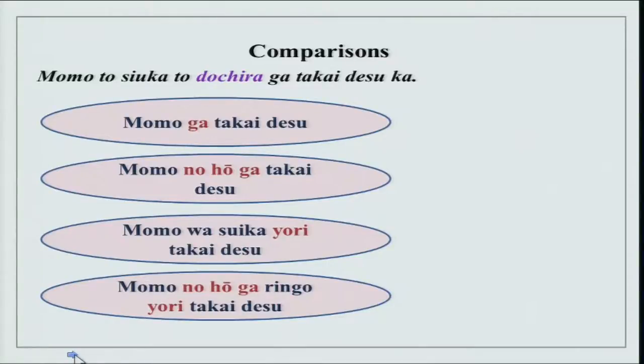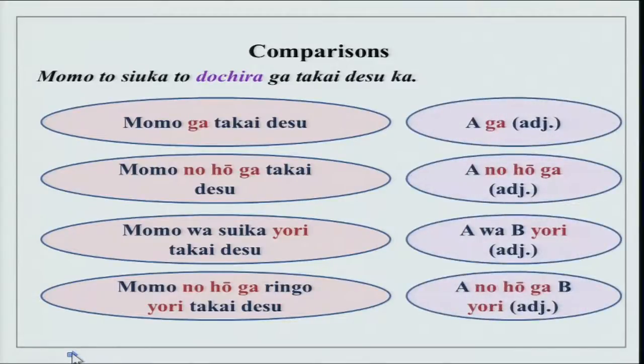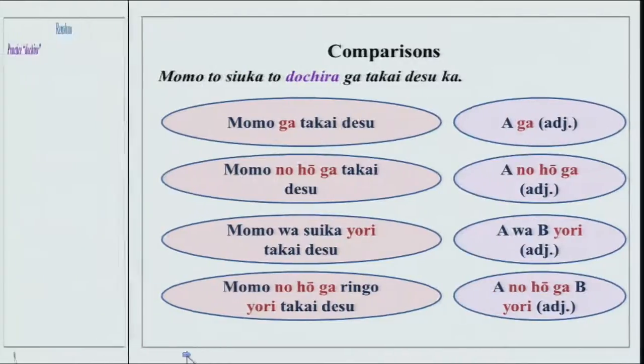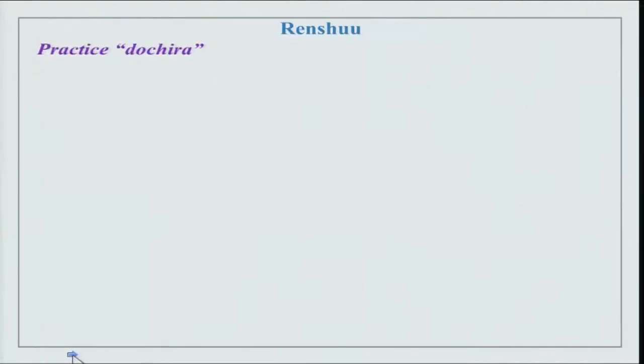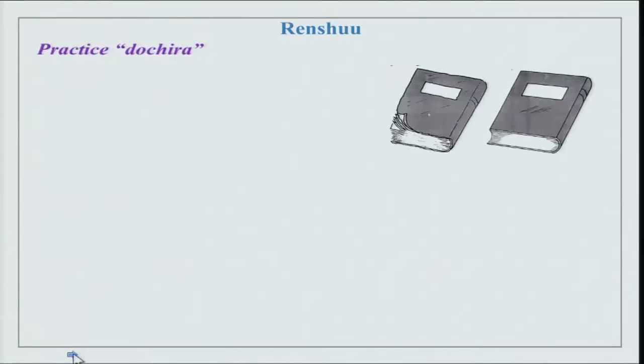So, well, all of them are given over here. We have done the explanations. You just have to practice. A ga takai. A no hou ga takai. A wa B yori takai. A no hou ga B yori takai. So, well, your preference is very clear over here. A no hou ga takai desu. So, now you can practice dochira.